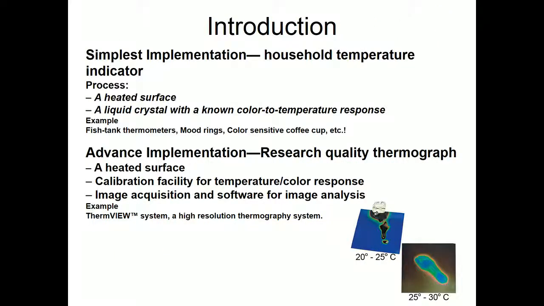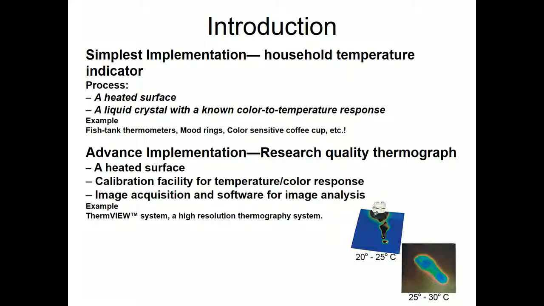So, the simplest implementation of this, which is quite common in foreign countries, is what we call mood rings. Mood rings are basically rings that you wear on your finger. Why is it called a mood ring? If you are angry, your body temperature changes, and the color of this mood ring also changes. Similarly, if you are very depressed, your body temperature changes, therefore the color of your mood ring also changes.